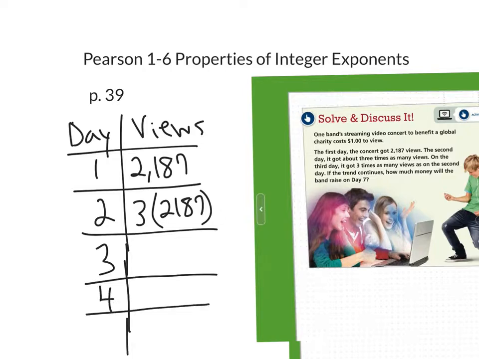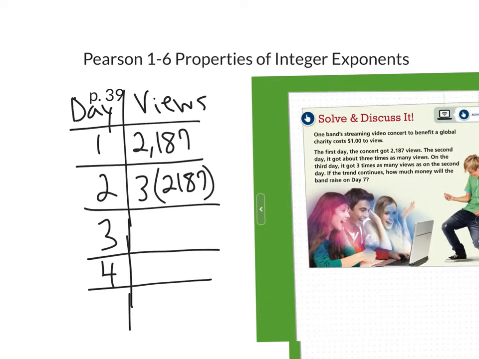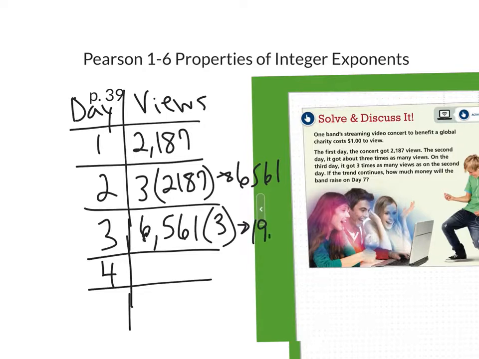Anybody got that number? 3 times 2,000. I got 6,561. So then we'll take that times 3. 19,683. Okay, and then we'll take that and multiply that by 3. You get 59,049.